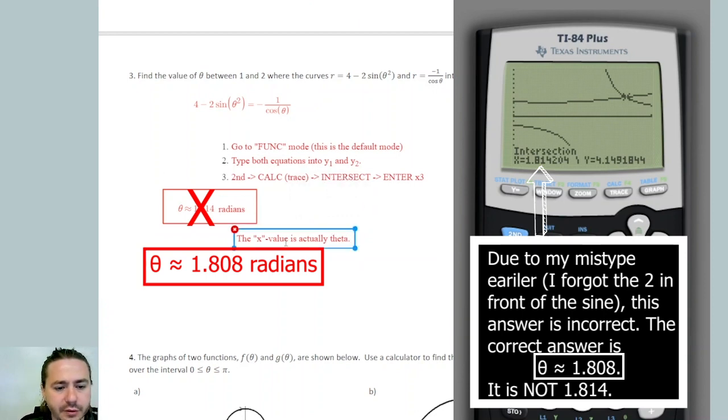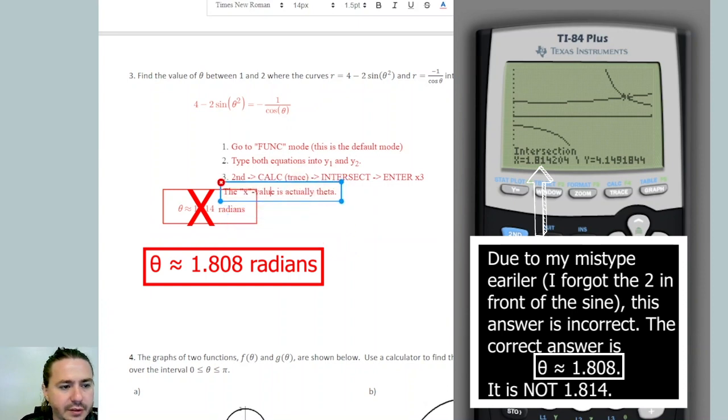All right, well, there's number 3. A little bit of a calculator problem there. Let's take a look at number 4.